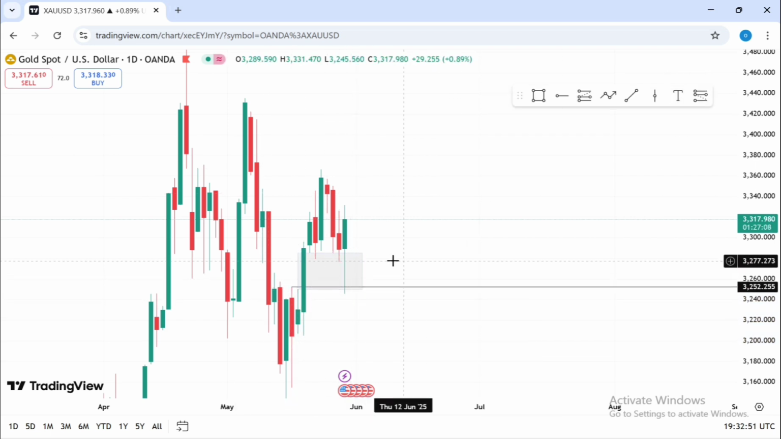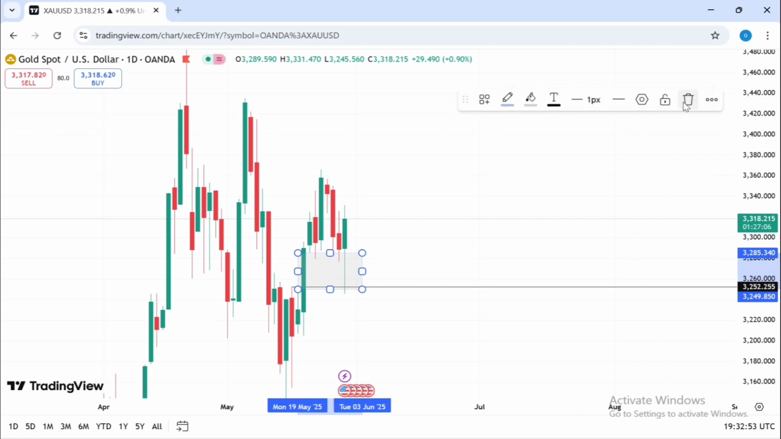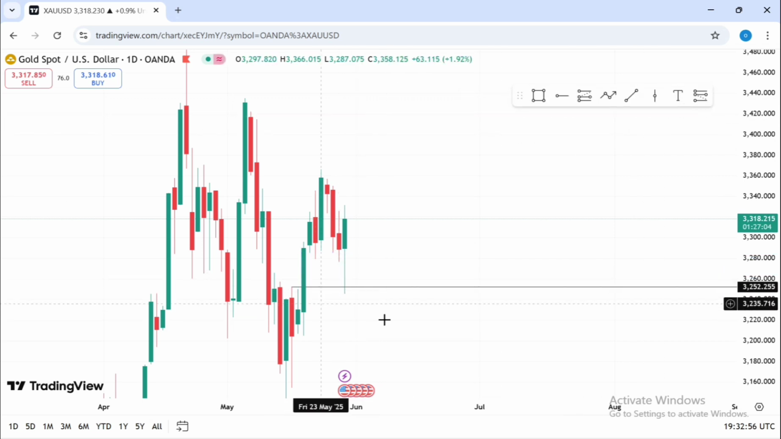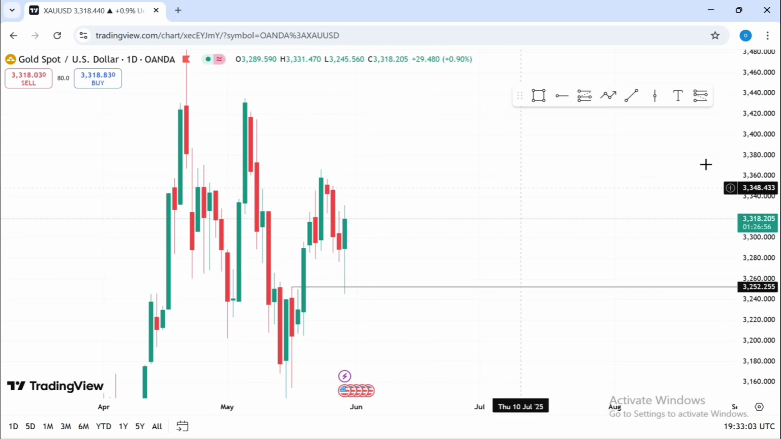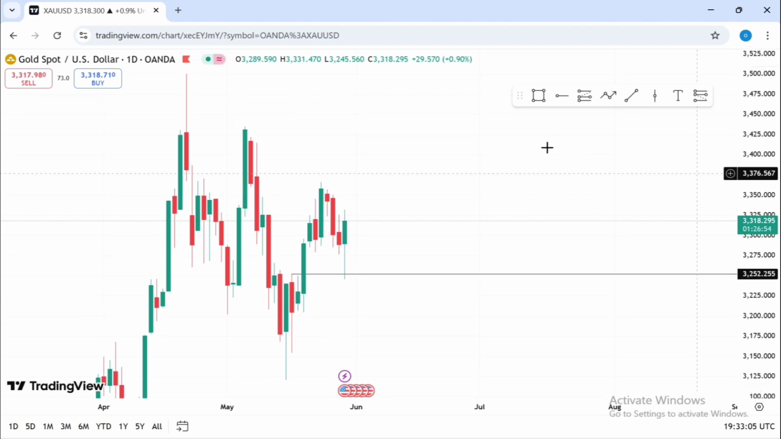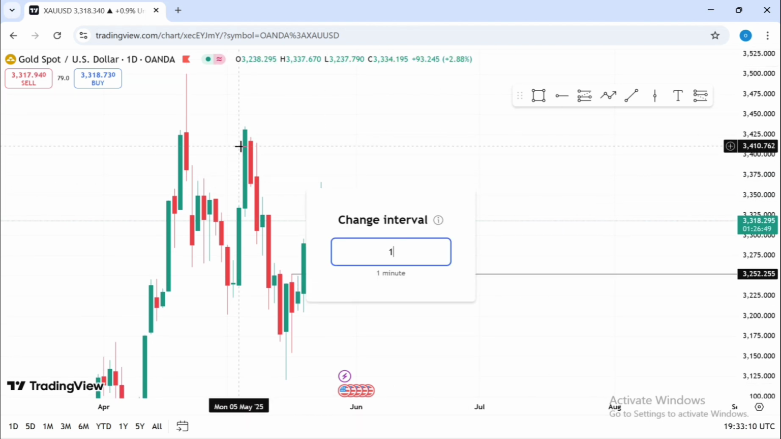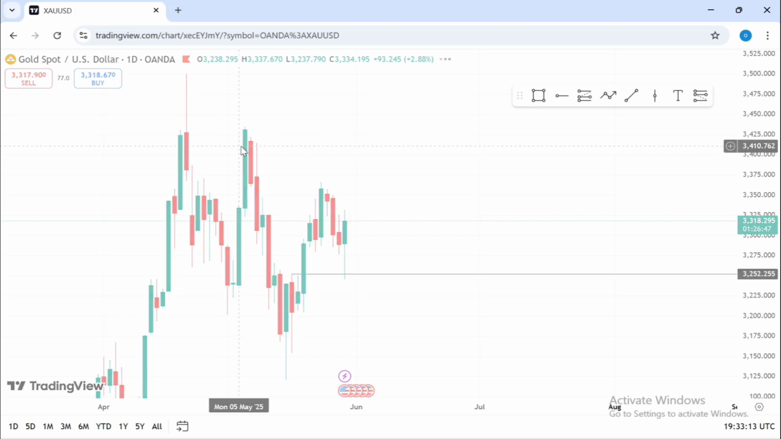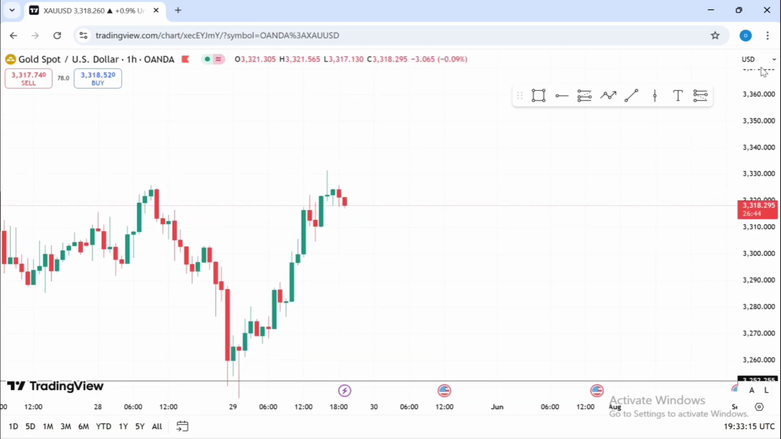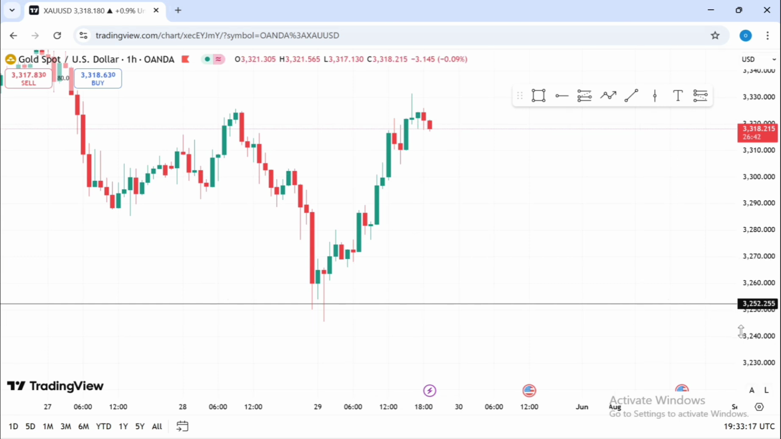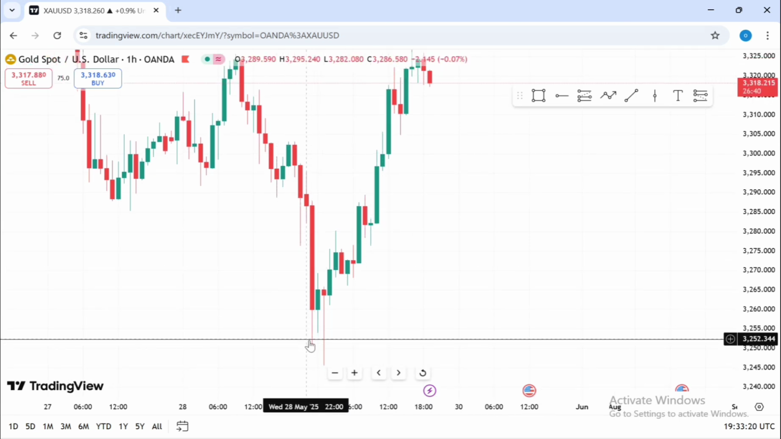So today on gold, I was just waiting for price to tap into my fair value area, and indeed price tapped into the fair value area. So if you watch the video about mastering fair value gaps, time frame alignment, from the daily, I just go into the 1 hour time frame. And as you can see on a 1 hour time frame, this is where price tapped into the fair value area, and price created this 1 hour fair value gap right here.